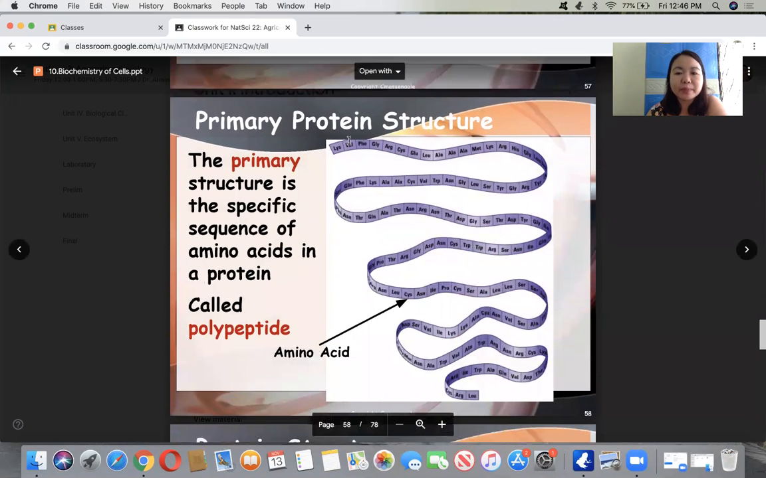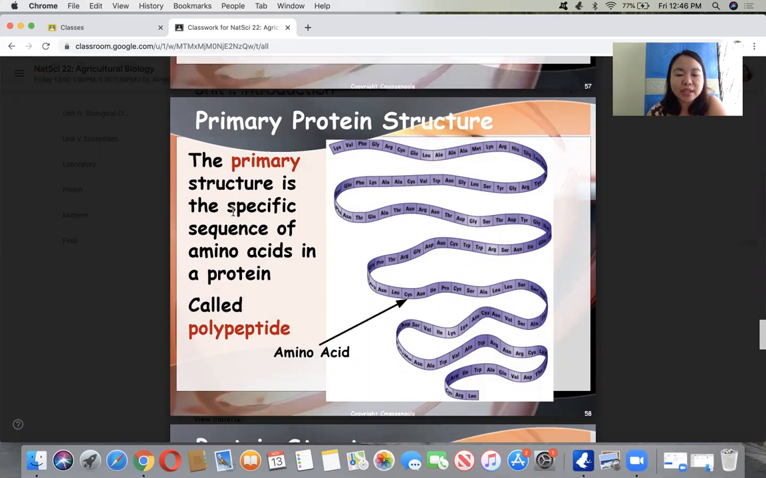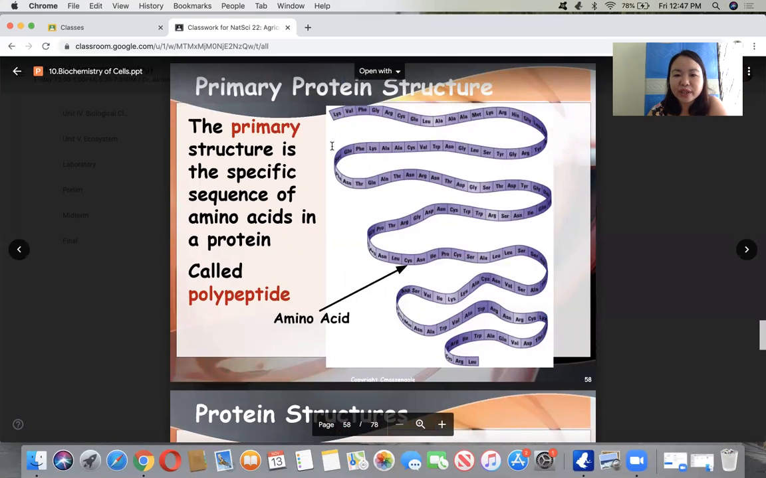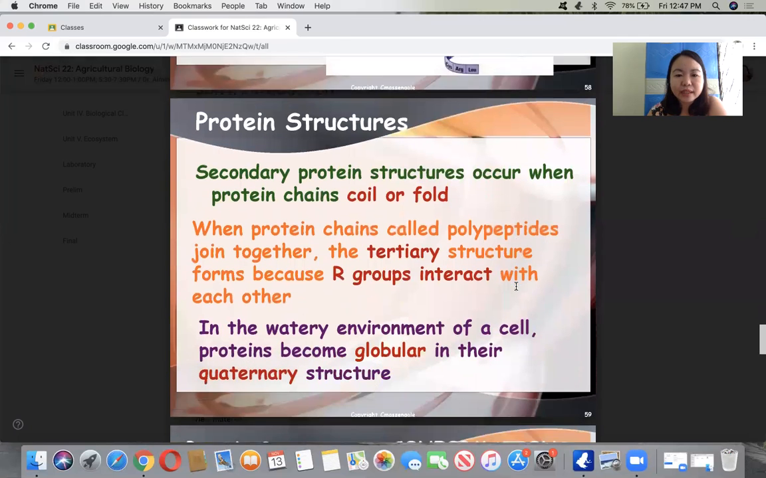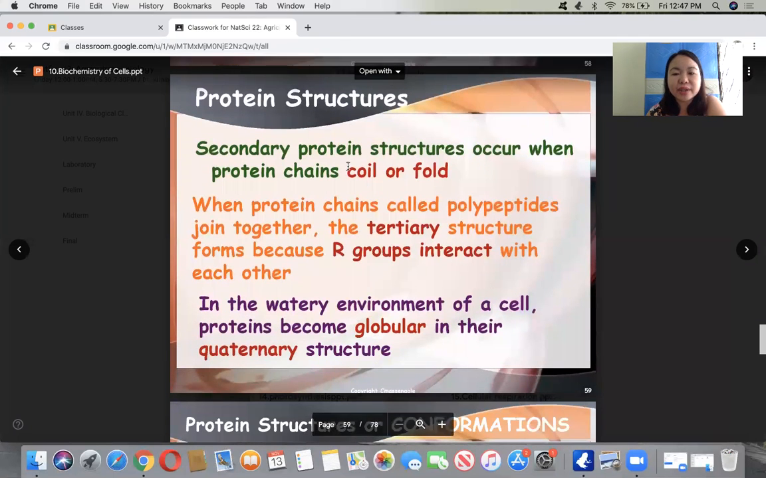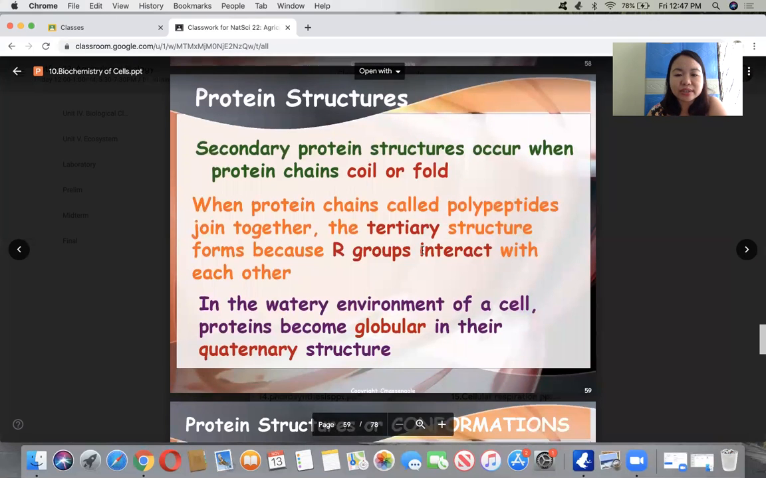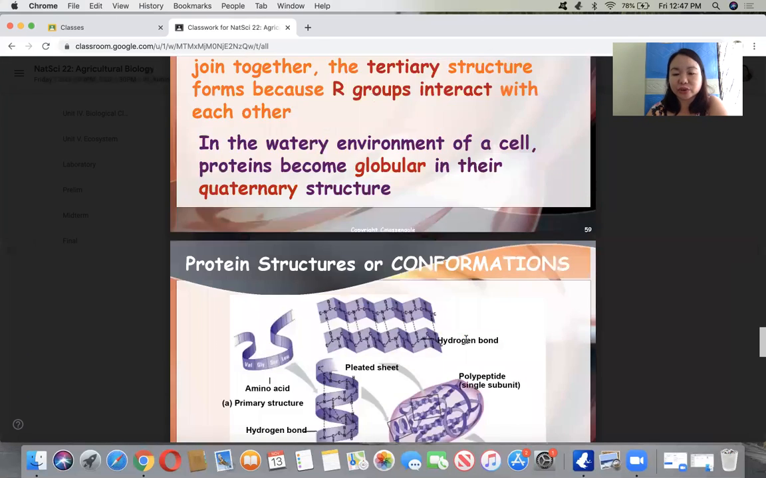So what are the protein structures? The primary structure is the specific sequence of amino acids in a protein, called a polypeptide. So they look like this, different amino acids. The secondary protein structure occurs when protein chains coil or fold. When protein chains called polypeptides join together, the tertiary structure forms because the R groups interact with each other, and in the watery environment of a cell, proteins become globular in their quaternary structure.